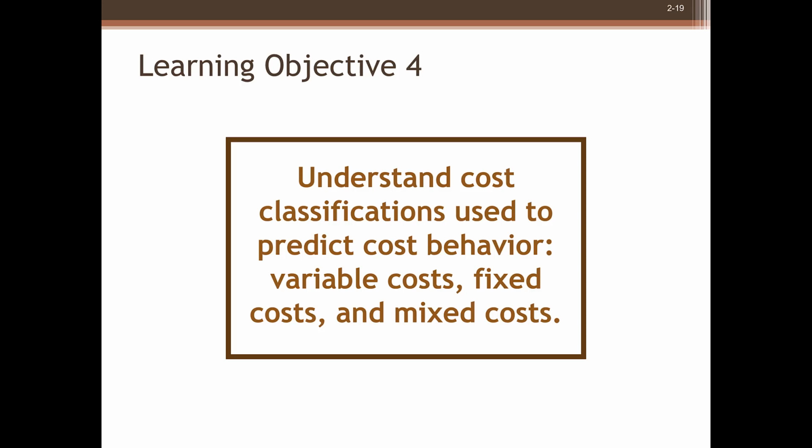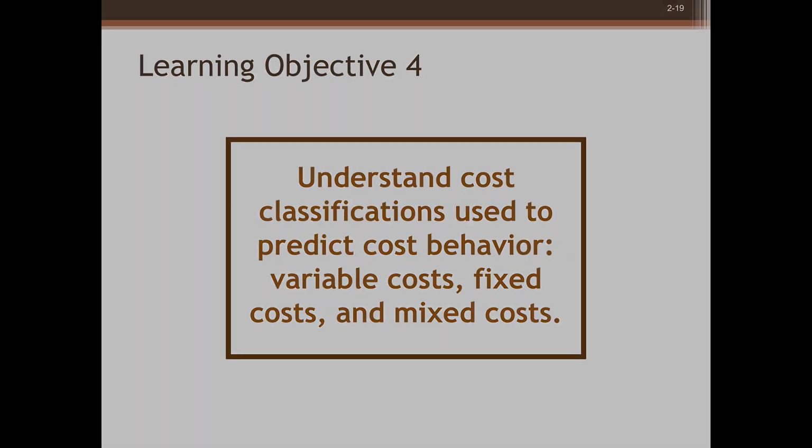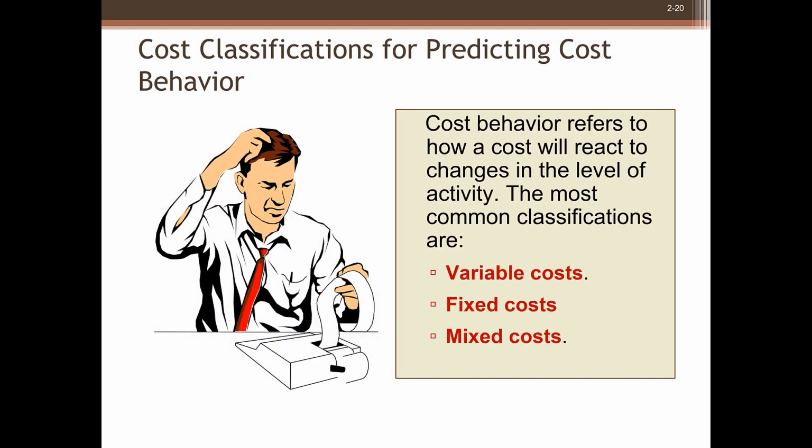Chapter 1 Learning Objective 4 is to understand cost behavior patterns, including variable costs, fixed costs, and mixed costs. In practice, it's necessary to predict how a certain cost will behave in response to a change in activity. For example, a manager may want to know if sales increase 5%, what's the impact on the utility bill? Here, cost behavior refers to how cost will react to changes in the level of activity. And there are three classifications: variable costs, fixed costs, and mixed costs.